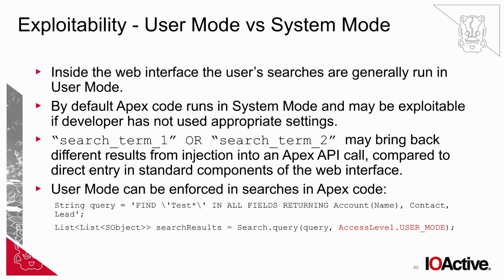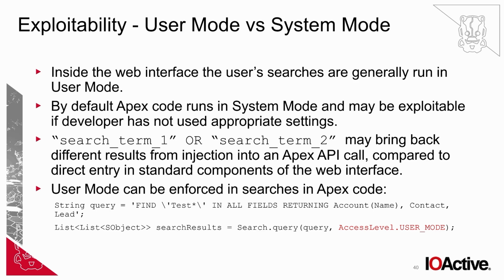As I said earlier, in the web interface, any searches that you do always run in user mode, and you'd only be able to see your users' records. It's a default situation with Salesforce that the Apex code and any APIs written in that will be running in system mode, and they'll be able to access a much wider range of data than the typical user can.